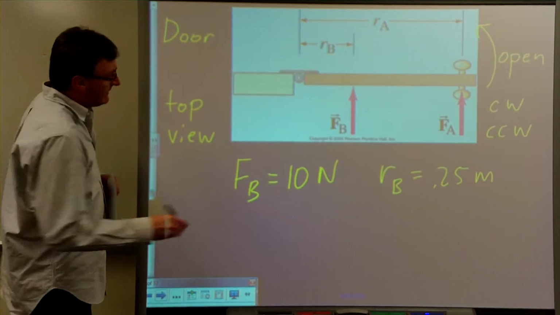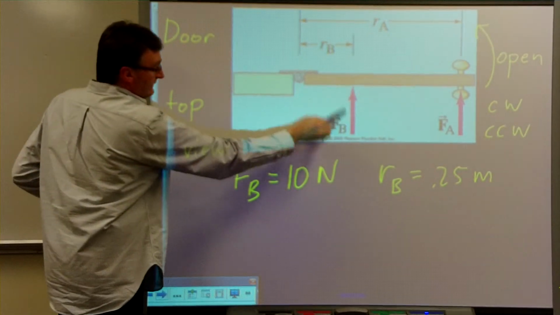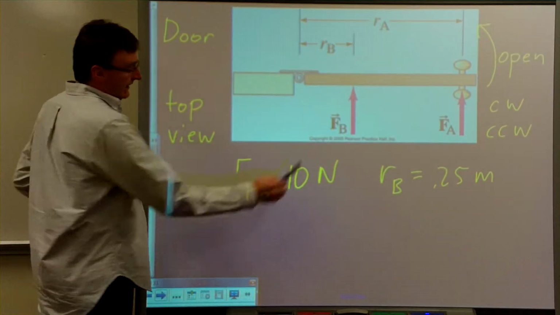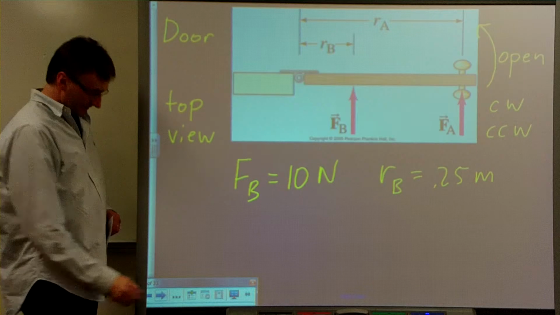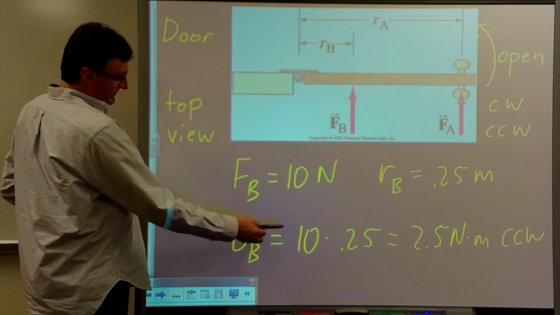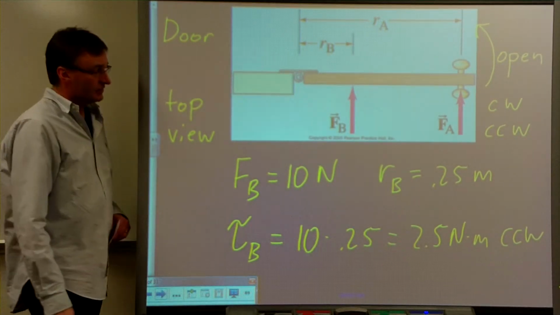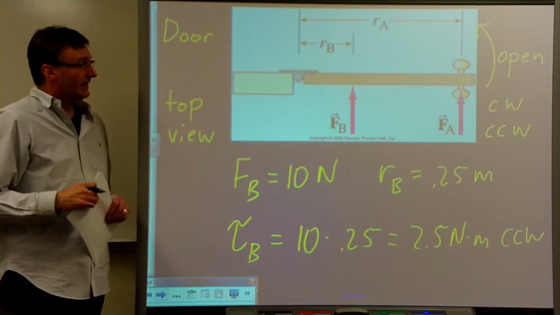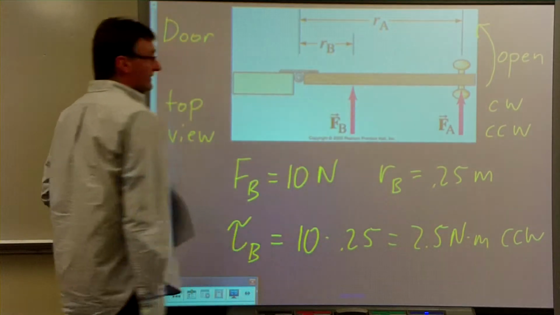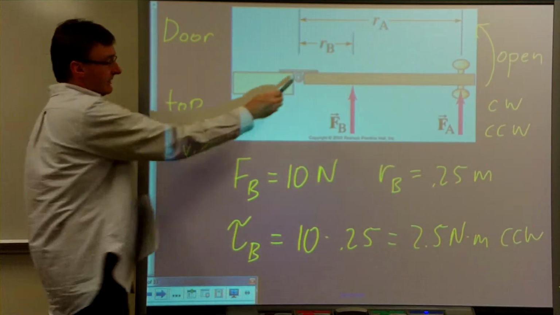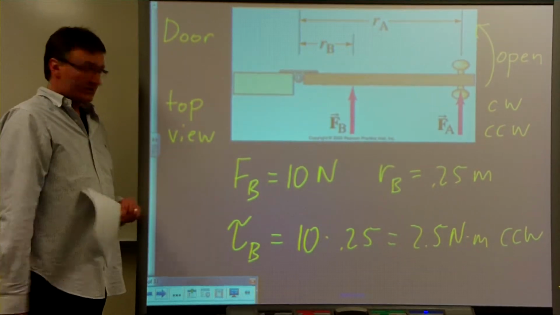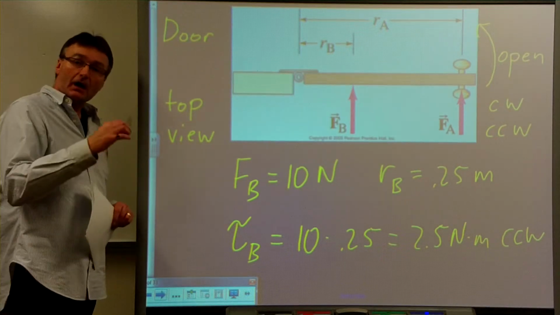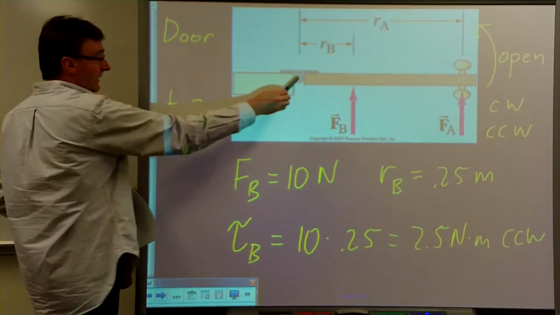Now, if we look at the other force here, this force is closer to the pivot point, or the axis of rotation, and let's say that was 0.25 meters. The torque that this produces is just 2.5 newton meters in a counterclockwise direction. So this illustrates that the further away the force is applied from the pivot point, the greater the torque. And that again is given by the formula for torque, which is force times the distance from the pivot point.